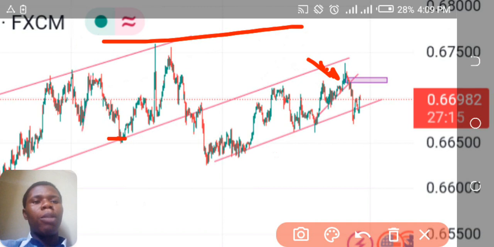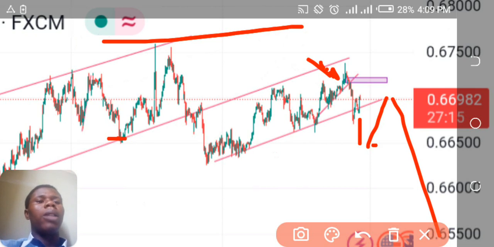Now, there are two things that are going to be happening here. We have the first break, right? There's going to be another break here. And then we have a retracement move. And then we have another break to the downside. That's how this market works.